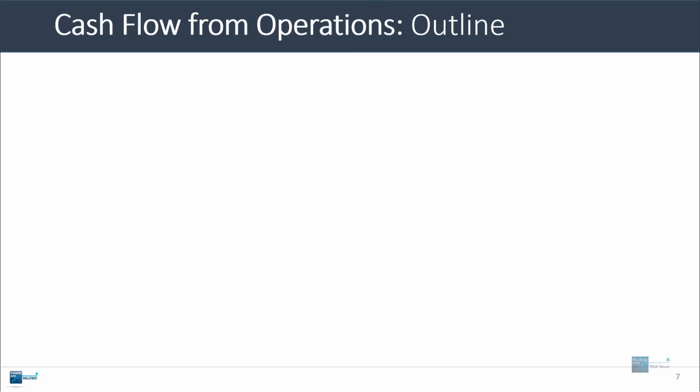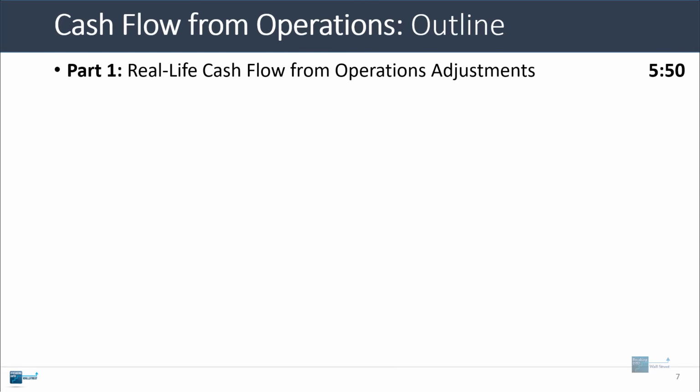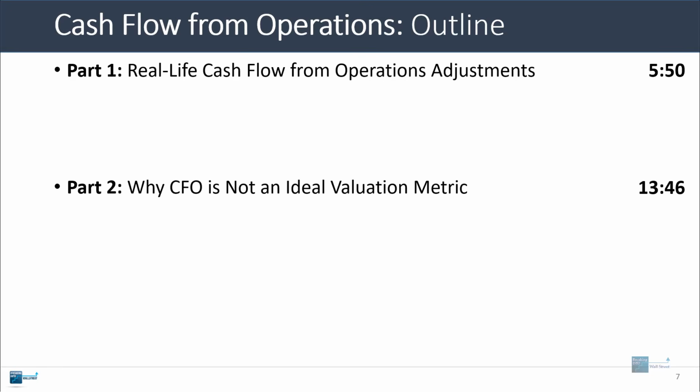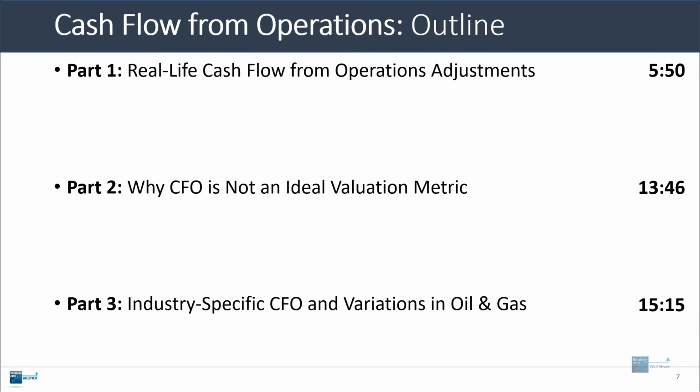Let's go through this in a little bit more detail now and go through the company by company examples. So I'll start with a few examples of real life cash flow from operations sections from Target, Watches of Switzerland, and Telstra, and I'll show you the adjustments we typically make. Then we'll talk about why CFO is not an ideal valuation metric and is not commonly used in valuation multiples. And then I will show you some exceptions to this rule and how in certain industries you do actually see cash flow from operations used.